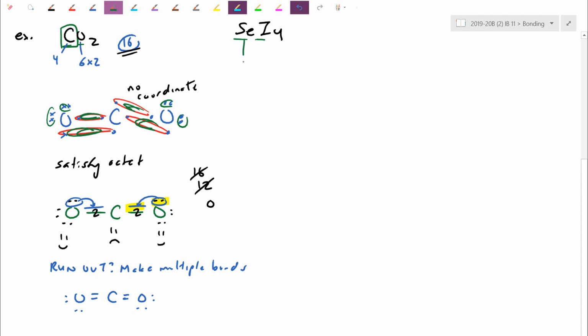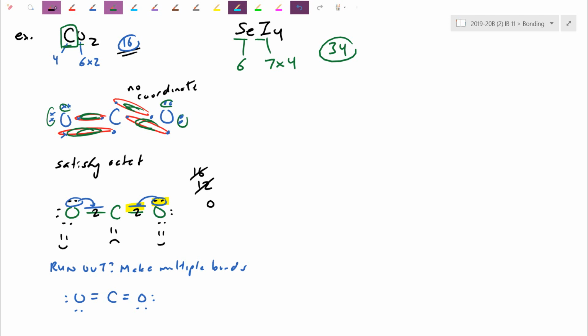Selenium is in group 16, so it has 6 valence electrons. Iodine is a halogen, so 7. I have 4 iodine, so times 4. 7 times 4 is 28, plus 6. I'm going to collect up 34 electrons and put them in a bag. So now selenium has no electrons, iodine has no valence electrons, nobody has their own electrons anymore.